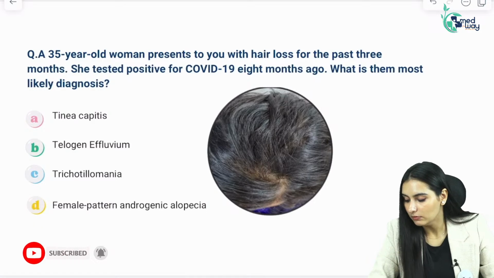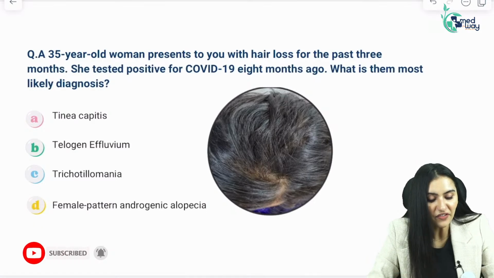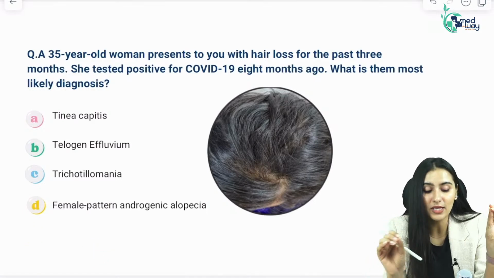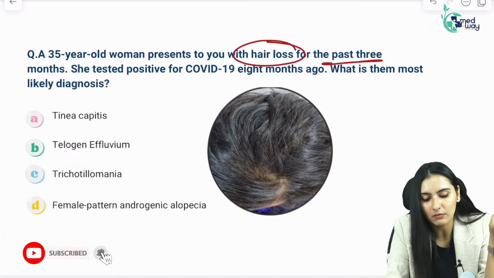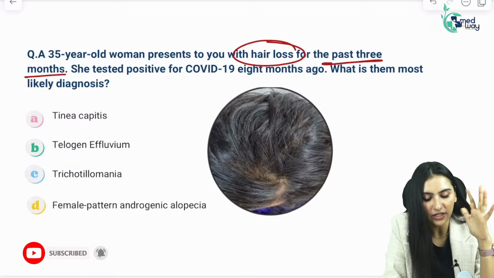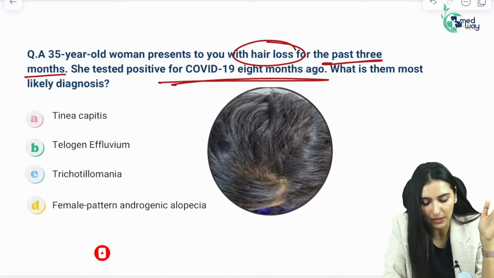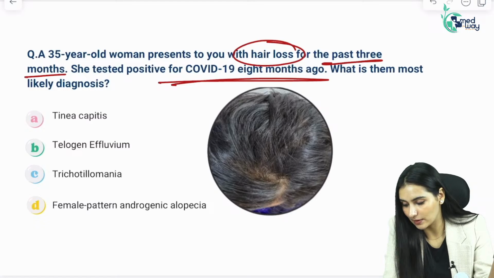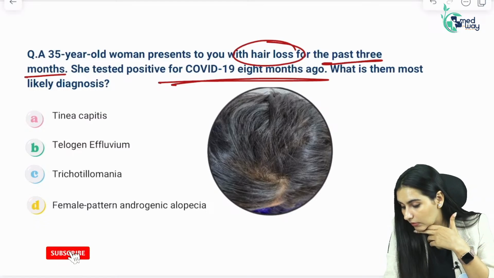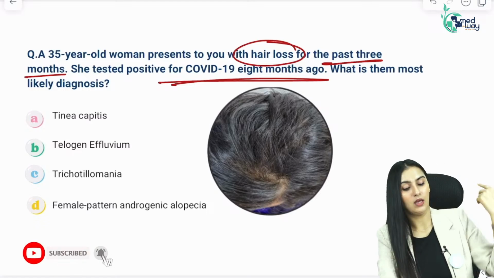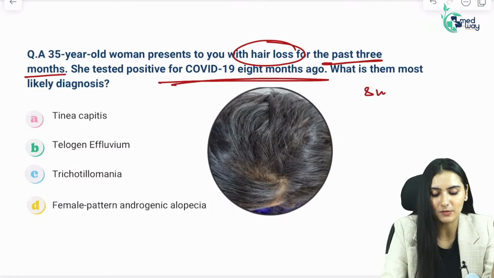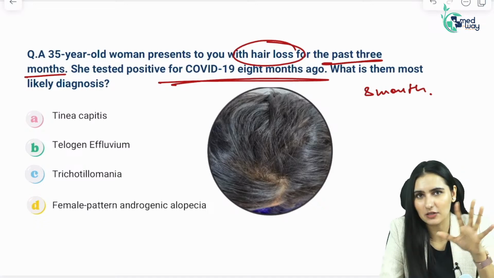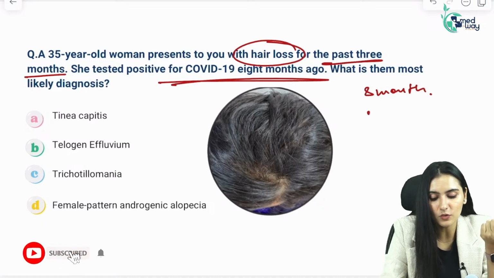Alright. Now, a 35-year-old woman presents to you with hair loss. There is hair loss for the past 3 months. She tested positive for COVID-19 8 months ago. What is the likely diagnosis? So, she had COVID-19 8 months back and she has been losing hair for the last 3 months. So, she started losing hair 5 months from the problem.